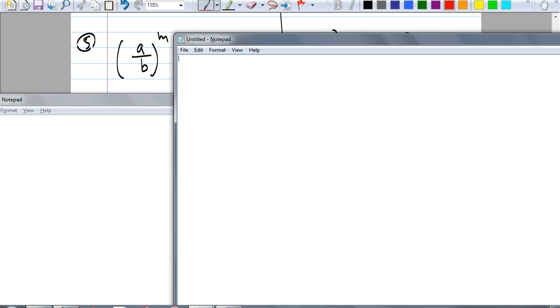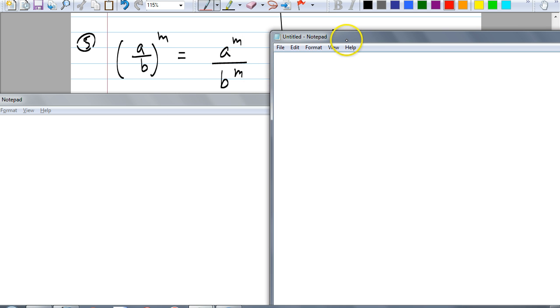And this is, I think, the last rule. (a/b) to the m. It's kind of similar to the one we had before. It means a/b times a/b, m of these, right? So, Kristen, what does this equal to? A to the m over b to the m. Good.